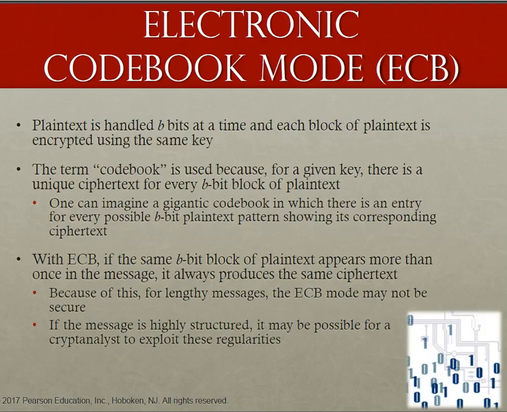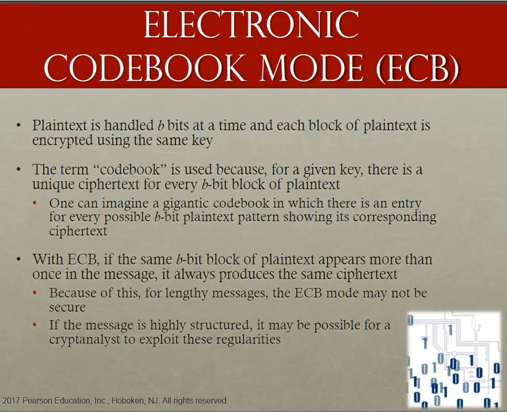So the simplest way to proceed is using what is known as electronic code book, right? That is the first mode, in which the plaintext is handled B bits at a time, and each block of plaintext is encrypted using the same key. The term codebook is used because for a given key there is a unique ciphertext for every B-bit block of plaintext. Therefore, one can imagine a gigantic codebook in which there is an entry for every possible B-bit plaintext pattern.